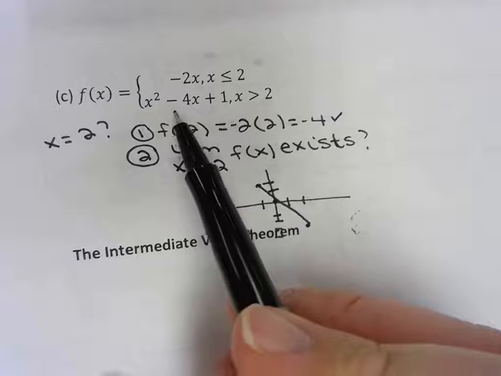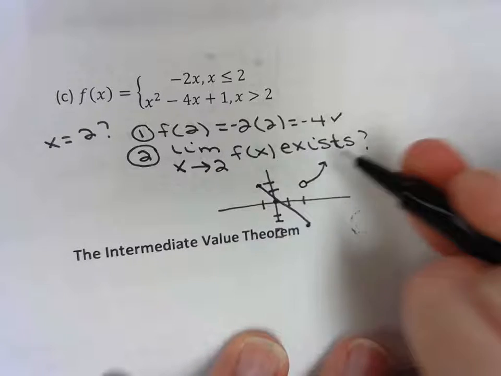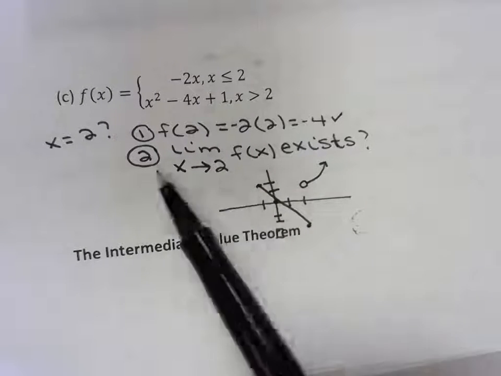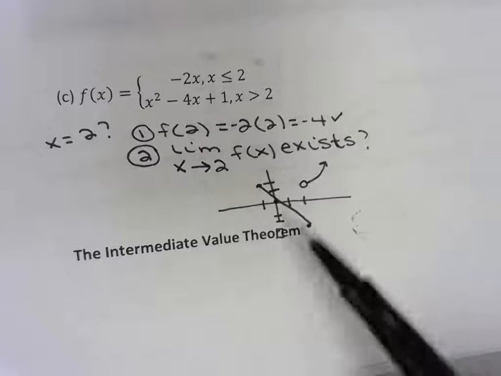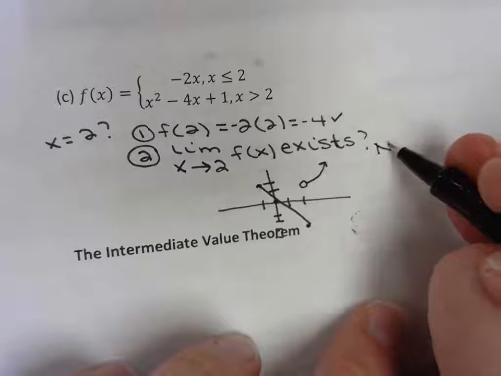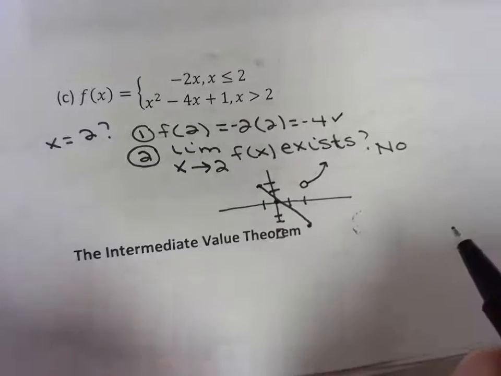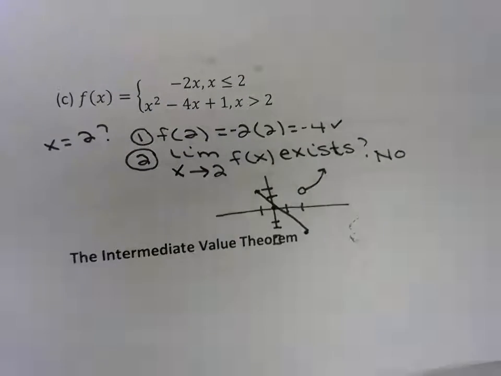I'm not going to worry too much about graphing this. Let's just say it's graphed like this. You don't have to draw a perfect graph just to see, is this limit as x approaches 2 going to exist? No, the left and the right are not going to be the same. So it is not going to be continuous at 2. So this is not continuous.